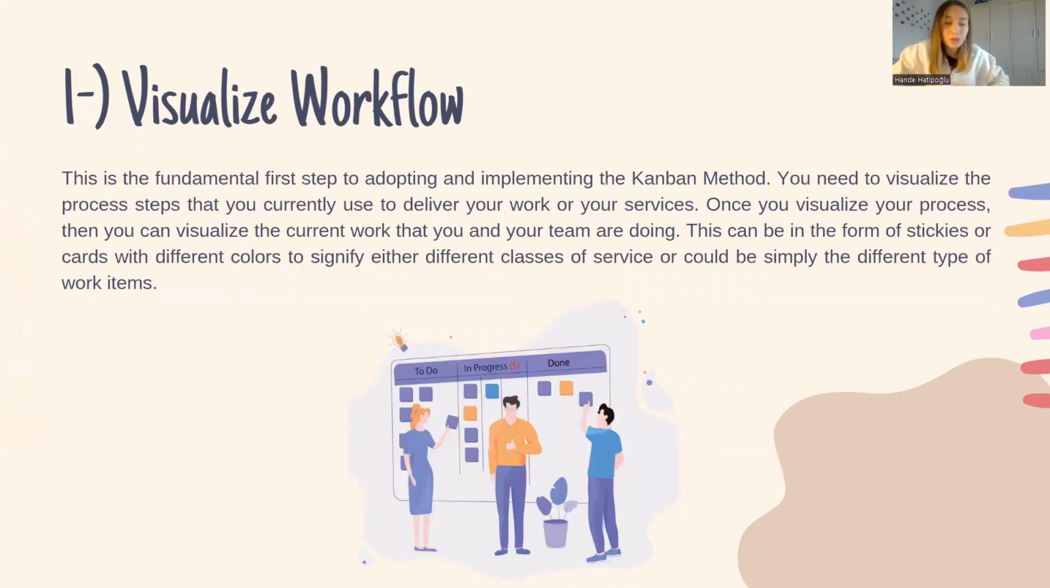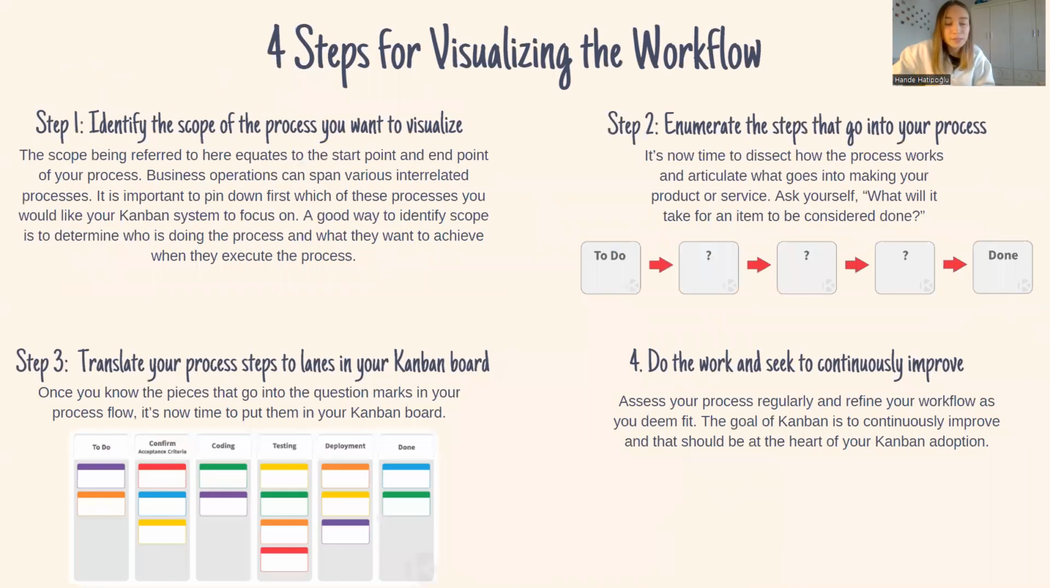The first practice is visualizing the workflow. So this is the fundamental first step to adapting and implementing the Kanban method. First, you need to visualize the process steps that you currently use to deliver your work or your services. And once you visualize your process, then you can visualize the current work that you and your team are doing, or you can visualize what you have done so far or your backlogs. And this can be in the form of stickies or cards with different colors to signify either different classes of service or your work. Here you can see the 4 steps for visualizing the workflow.